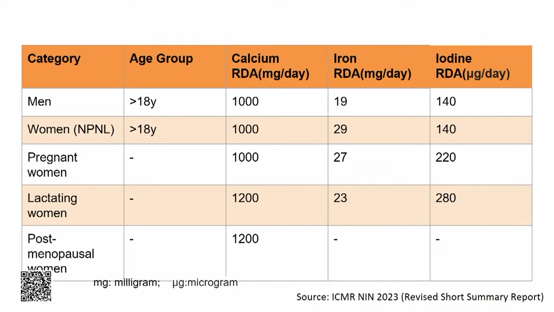Now let's quickly look at how different age categories require different calcium, iron, and iodine in their body. So you will see that a pregnant woman or a normal woman who is in a sedentary lifestyle will require 1000 mg per day calcium, whereas if you see the lactating woman, she will be requiring 1200 mg per day. So why does it happen? This happens because during lactation, the child is drinking milk from you, so that's why you need more calcium in your body.